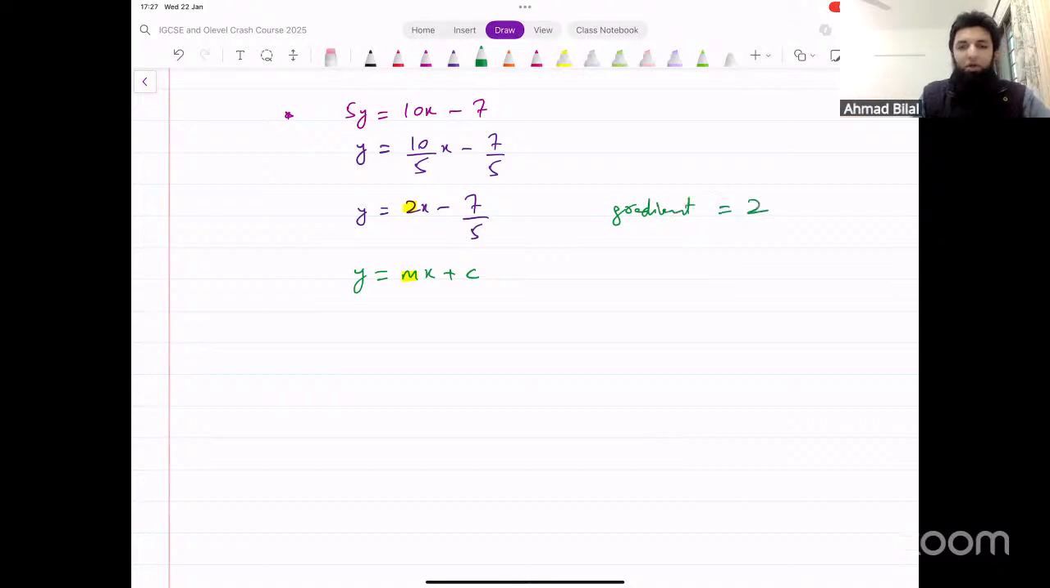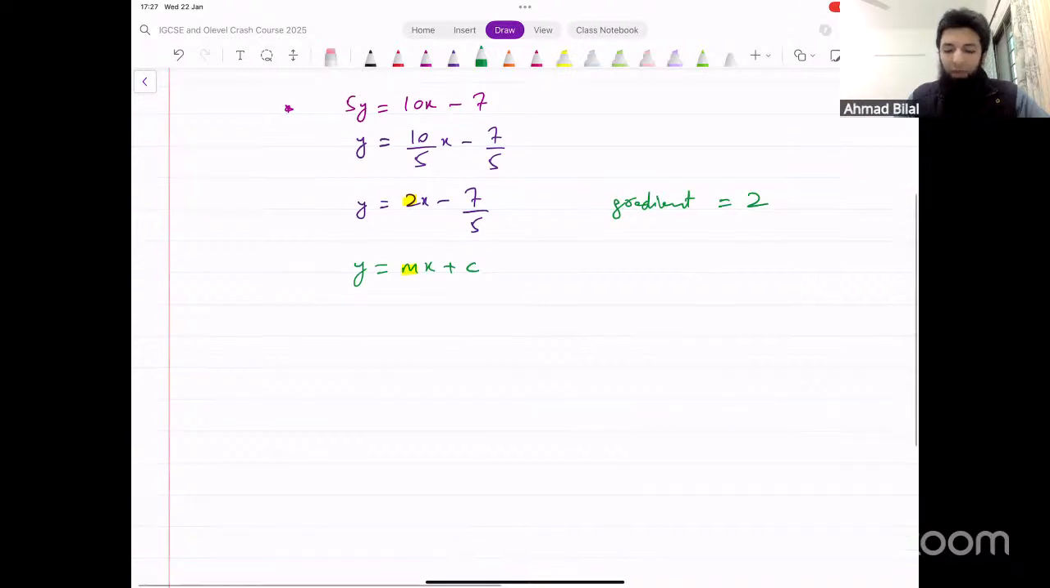Okay, don't write the gradient directly by looking at this number here. It's not 10. The gradient is supposed to be 2. Okay, but after you convert it to standard form, it turns out to be 2 like this. Okay, let's try down another example. Let's say you've got something like this instead.